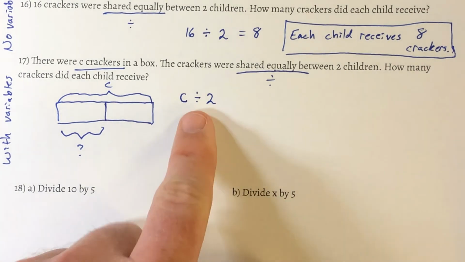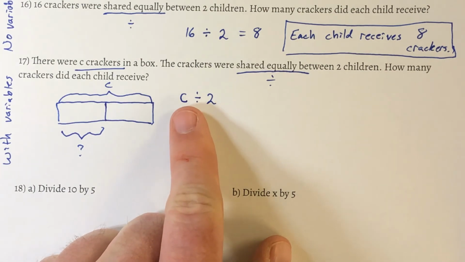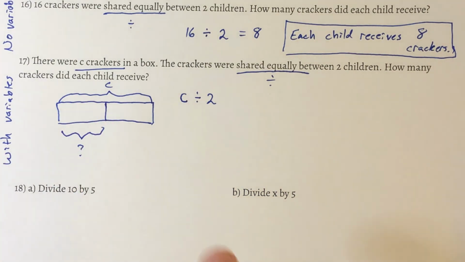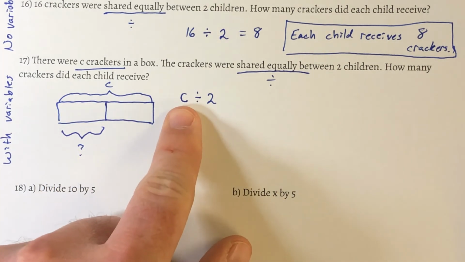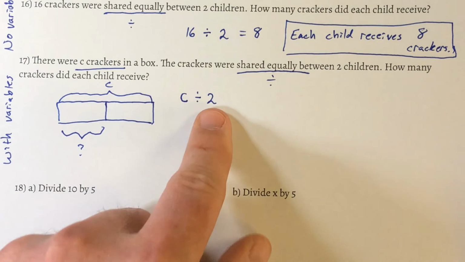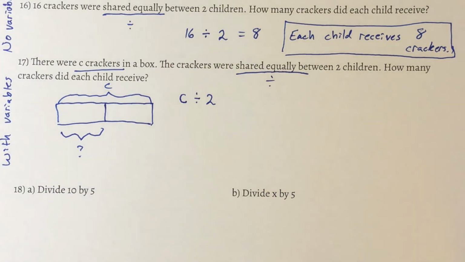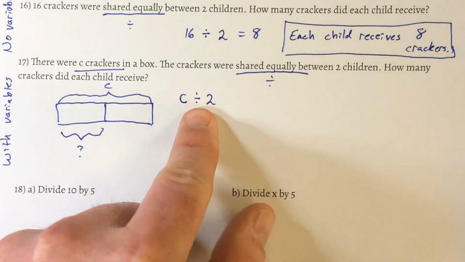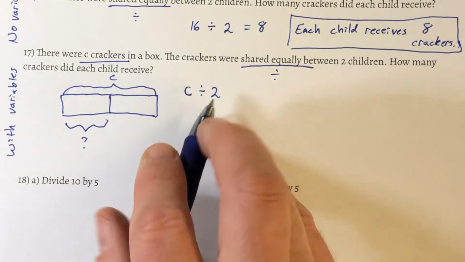Again, like I said earlier, expressions are like instructions on how to find answers when you know your information later. So if I want to know how many crackers each child gets, all I have to do is take the total amount and divide it by 2. That total could be 16. It could be 20. So these are instructions that tell me how to get my answer when I eventually know that information. All right, so anyway, c divided by 2.